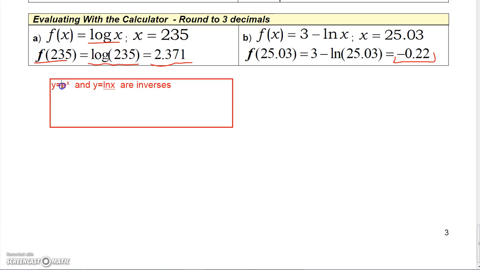So for example, if this was 2 to the x, then its inverse would be log of x base 2. So that's true. That's the relationship between exponential functions and logs.